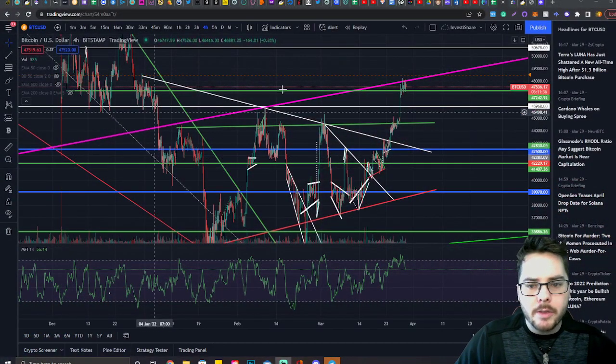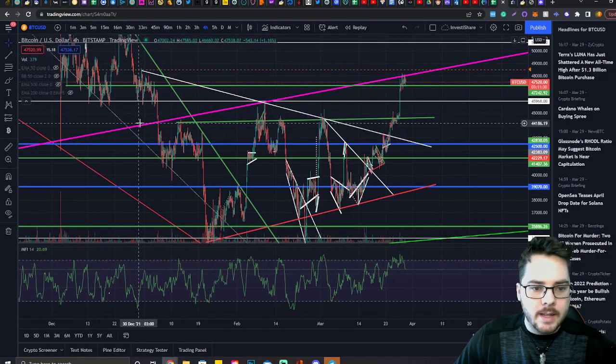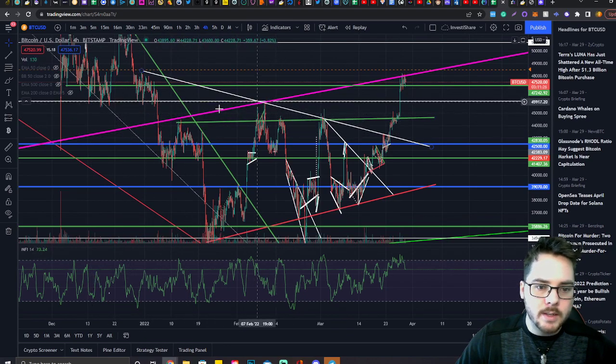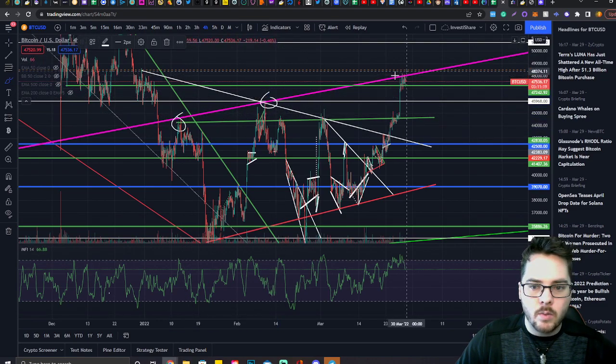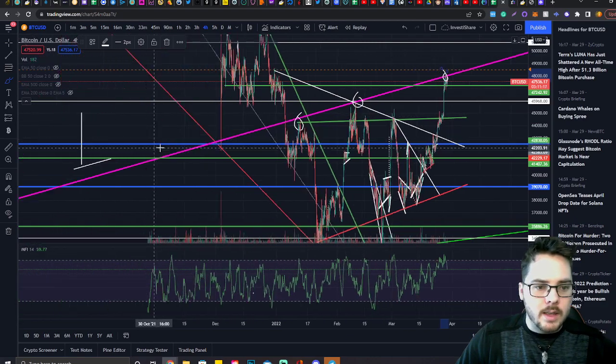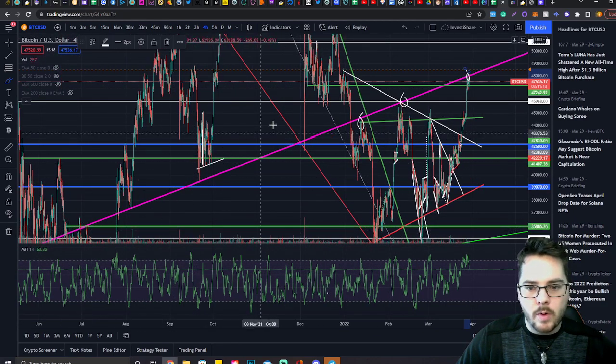Hey guys, looking at Bitcoin on the 4-hour chart. So you can see right now the price is at 47,500, and it's currently acting as resistance. This uptrending level that was once support is now acting as resistance. You can see we had a touch point over here, and now we're getting it here.